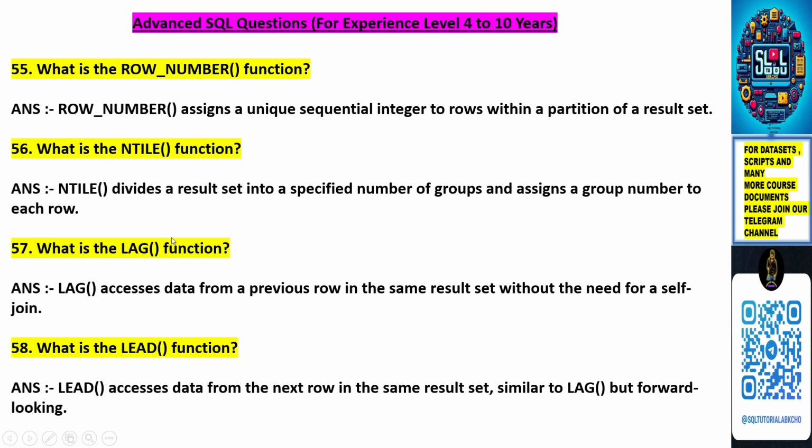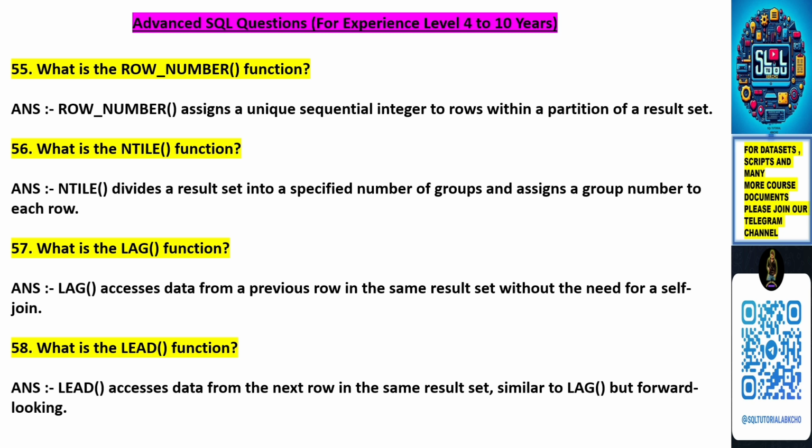Now the 55th question: what is the row number function? The row number function assigns a unique sequential integer to rows within a partition of a result set. Means if we have done a partition on the basis of any column, then on top of that partition, row number will provide a unique number, 1, 2, 3, 4, to each of the rows based on that partition.